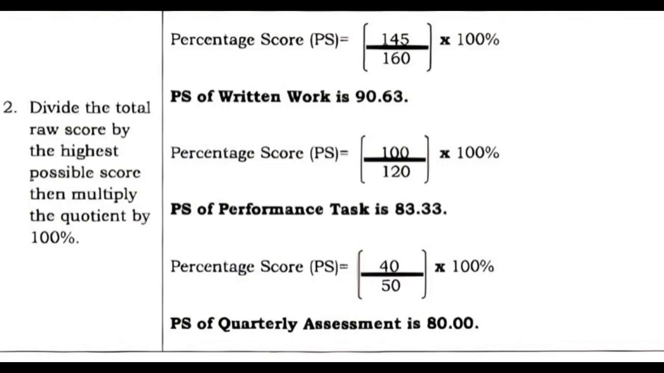To compute the grade, divide the total raw score by the highest possible score, then multiply the quotient by 100%. So for the percentage score of the written work, we have 145 divided by 160, times 100%, that is 90.63. For the percentage score of the performance task, we have 100 divided by 120 multiplied by 100%, that equals 83.33. And for the quarterly assessment, we have 40 over 50 multiplied by 100, that is 80.